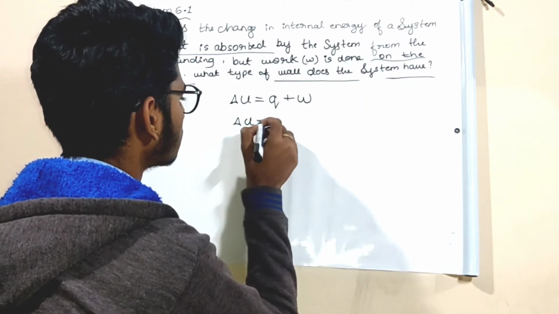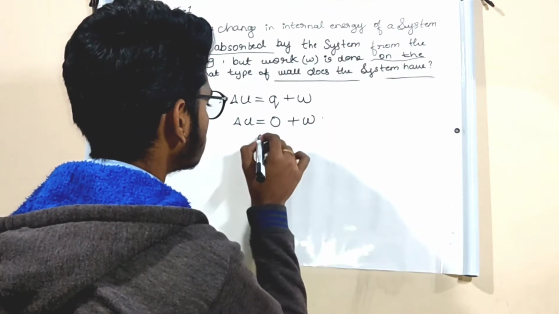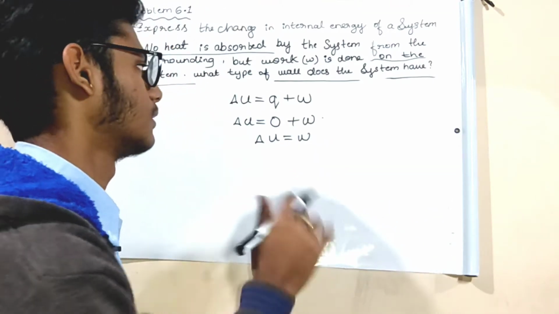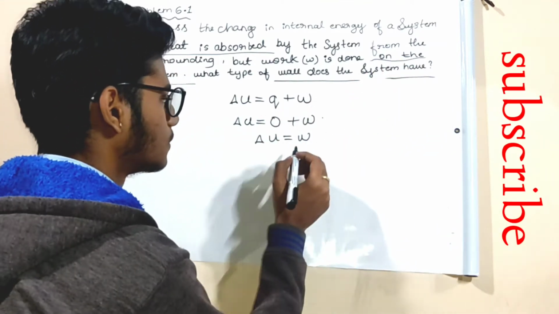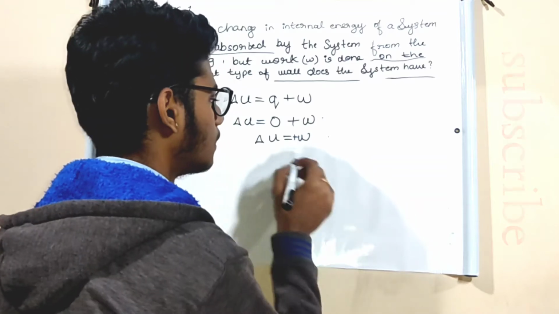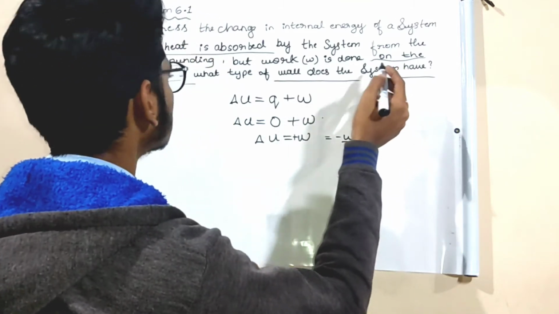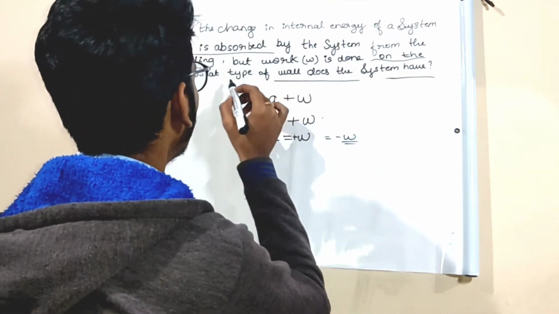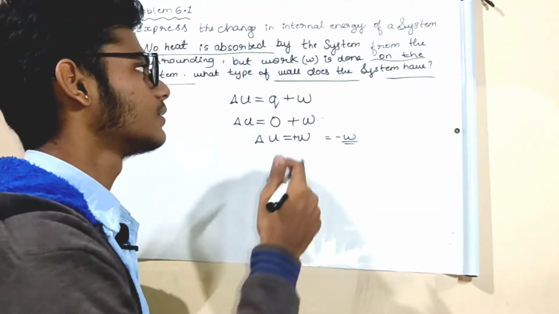So delta U equal to, no heat is absorbed means 0, plus W. That is, the change in internal energy is equal to the work done. Work done on the system is positive, so work done by the system is negative. Here they have told work is done on the system, so work done is positive. They are also asking what type of wall the system has.